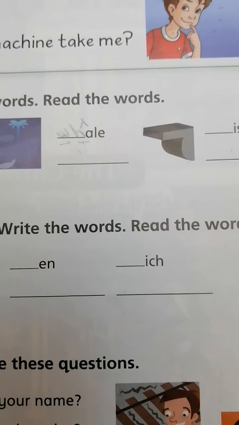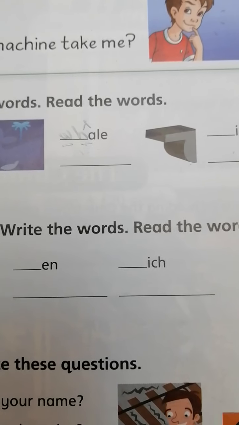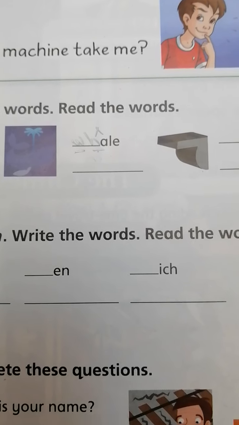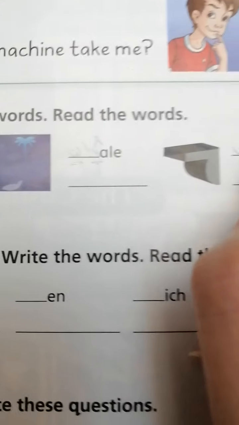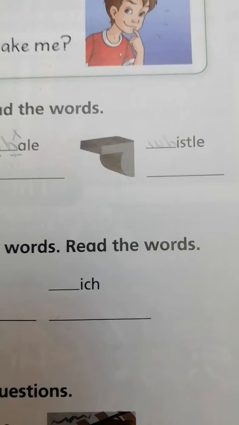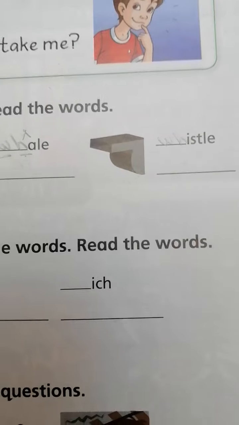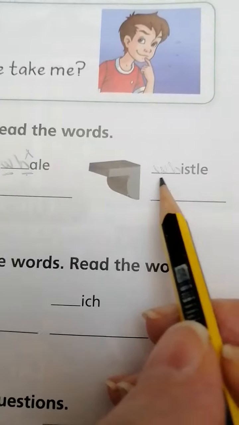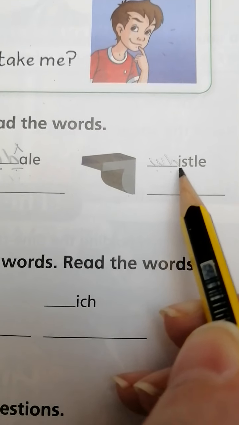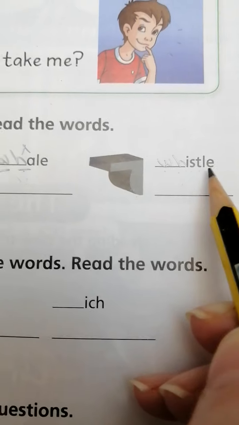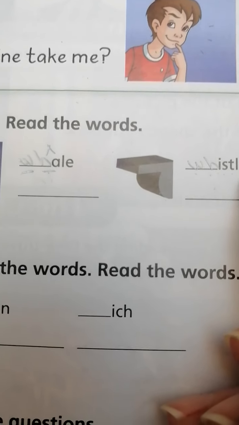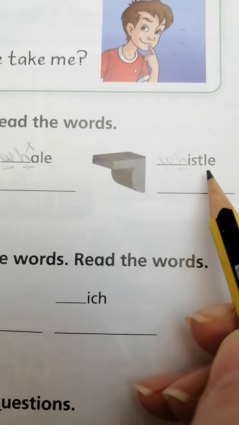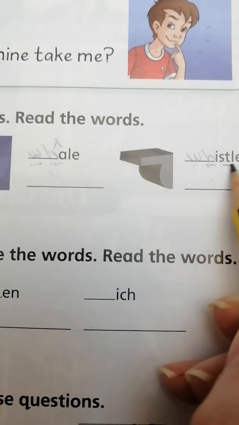Can you tell me what you can see in this picture? Yes, it is whistle. Here the word whistle consists of the letters W, H, I, S, T, L, E, but we don't hear the sound of the letter H and we don't hear the sound of the letter T.